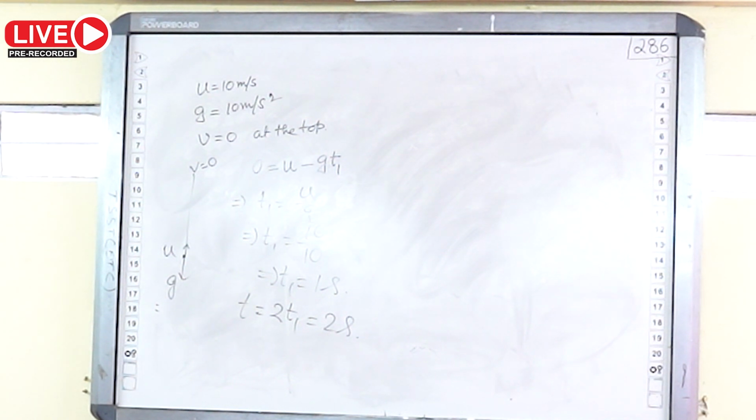Is it clear to everyone? The procedure and all these things? Then I will ask you to solve this problem by using s equal to ut plus half at square. Can it be solved by using this equation?